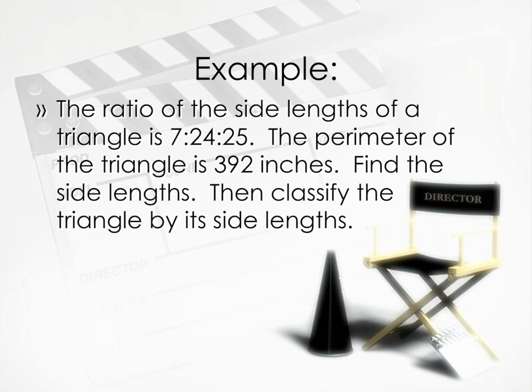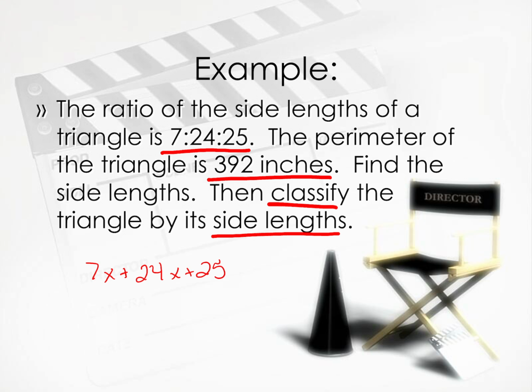And the last one right here is the ratio of the side lengths of a triangle is 7, 24, 25. We know the perimeter is 392. Find the side lengths and classify by its side lengths. So we're doing two different things right here. So this is our ratio again. You're just going to have 7x plus 24x plus 25x equals our perimeter of 392. So if we add them all up, that would give us 56x equals 392. So our x equals 7.